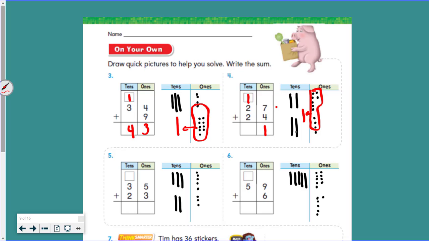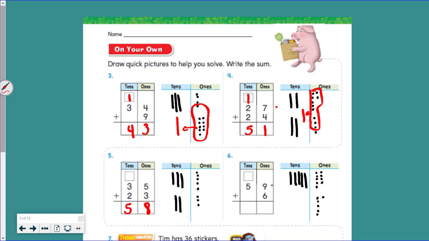And then we got these 2 10s, 2 10s, and 1 10. That's going to give me 5 10s. So 51. Next one, we got 5 plus 3. This is not enough to make a 10, so I just add. So 5 plus 3 equals 8. 3 10s plus 2 10s equals 5. So 58.